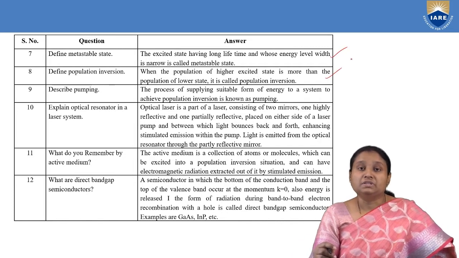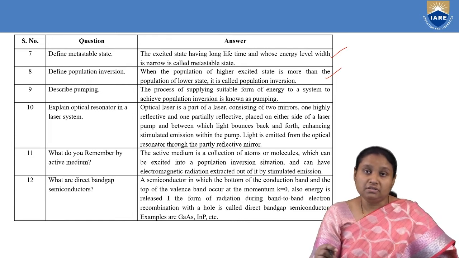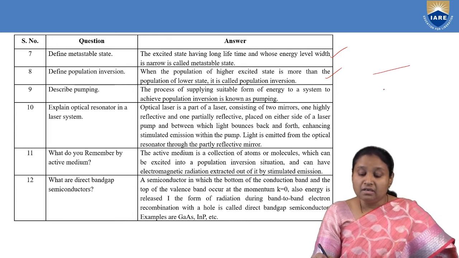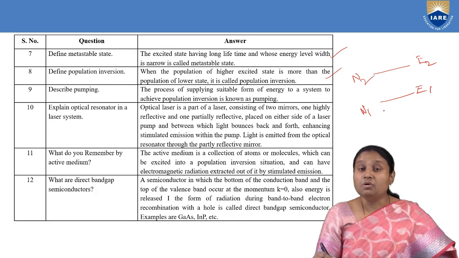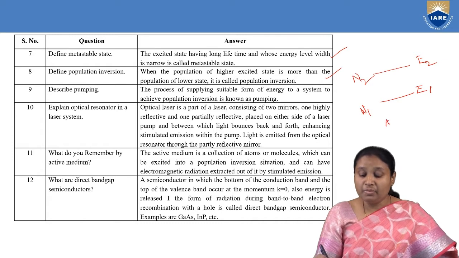Then what is population inversion? Coming to population inversion, we know that generally if we take a lower state and a higher state, and if the lower state population is N1 and the higher state population is N2, then under normal conditions, when we are not supplying any energy, the population of the N1 state will be greater than N2.